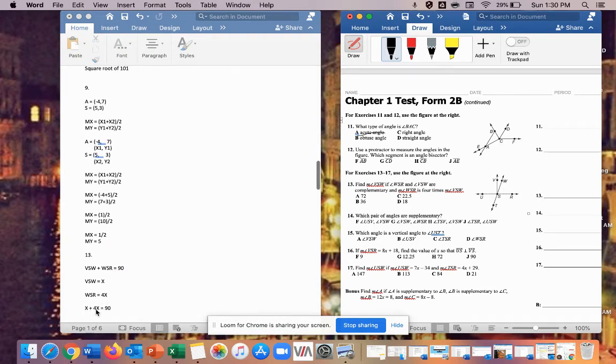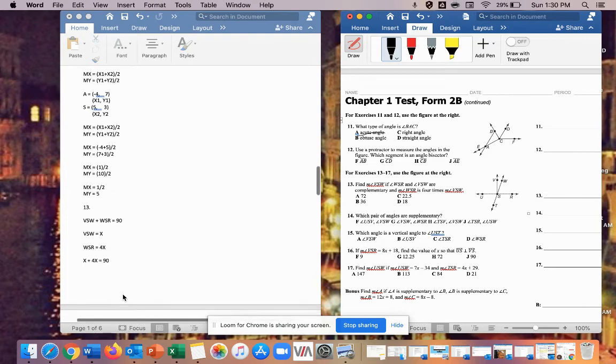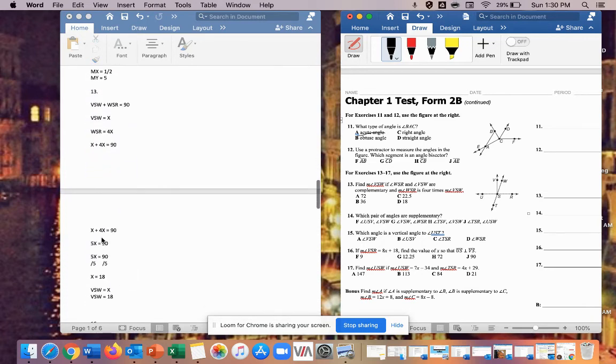So X plus 4X, because they're complementary, equals 90. That makes sense, right? You add them together, they're going to equal 90. We don't know what they equal, so it's X, and we don't know what this one equals, but we know it's 4 times larger than that one, so we call it 4X. All right, so X plus 4X equals 90. Combine your like terms, you're going to get 5X equals 90. Then divide by 5 on both sides to get X by itself. 5X divided by 5 equals 90 divided by 5, which these cancel out, leaving you with X. 90 divided by 5 goes down to 18. VSW equals X, so VSW equals 18. And it's asking you, what is the measure of VSW? In this case, it is 18.